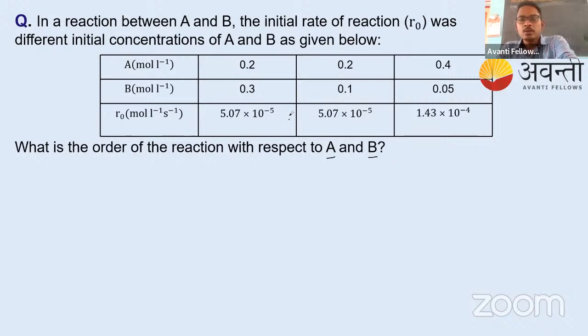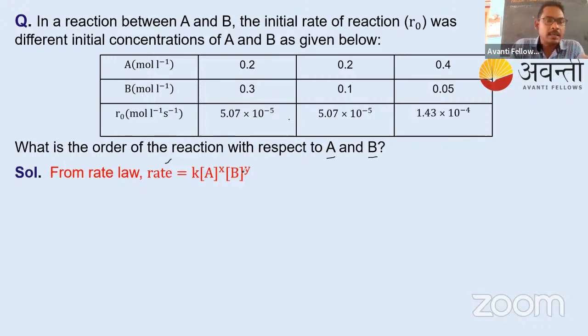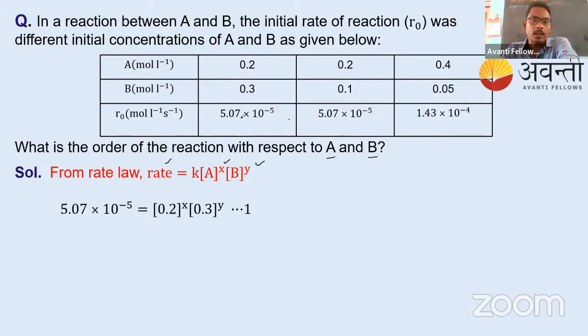Okay. So according to the rate law, let's assume the rate of this reaction can be written like this. And we need to find out the values of x and y. After that, put the values of A, B, and the rate here. If we put the first value, below the first column, we get this value for the rate. Just put the values of A and B here and we'll get this equation. And if we take the second one, we'll get the second equation.